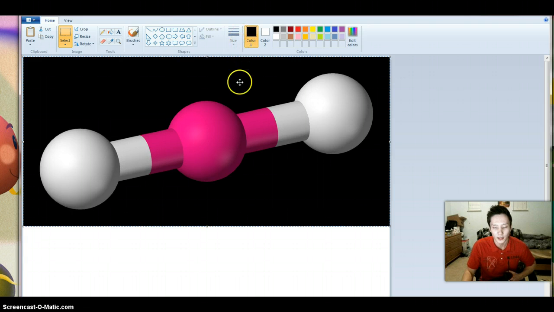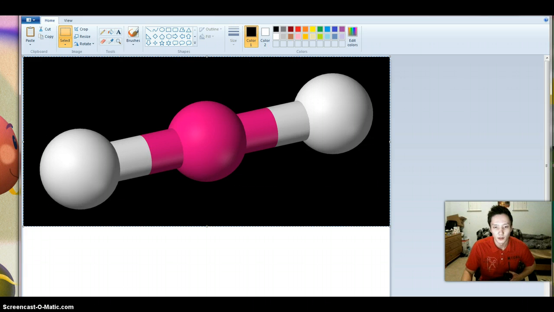Okay, so we might have, for instance, CH4, methane. We have a carbon and we have four other hydrogens. It's not just a single hydrogen compared to a carbon. It's four other hydrogens you have to take into account. So this is where things get a bit tricky.